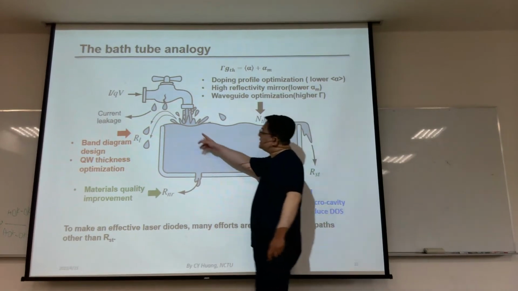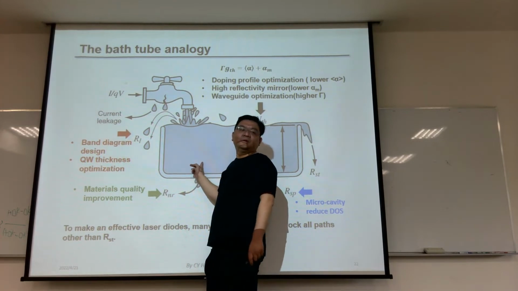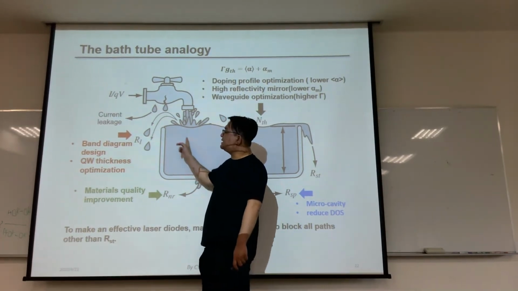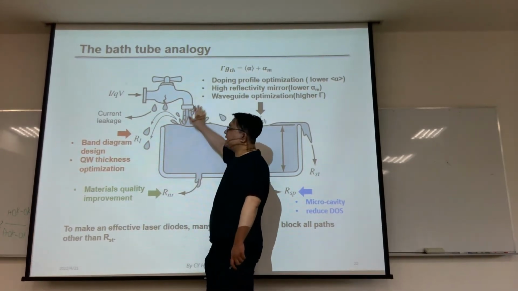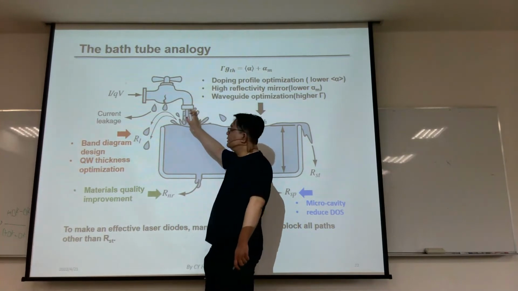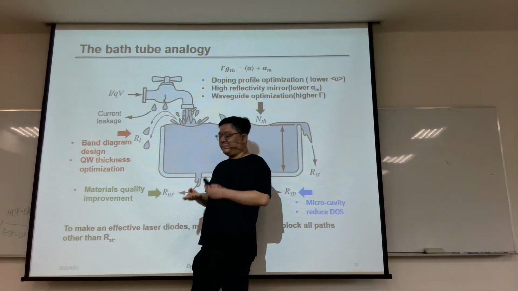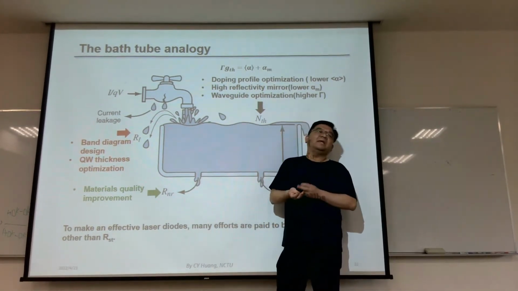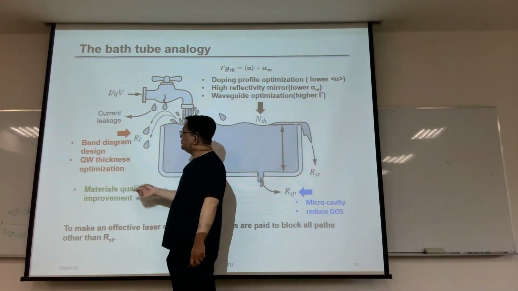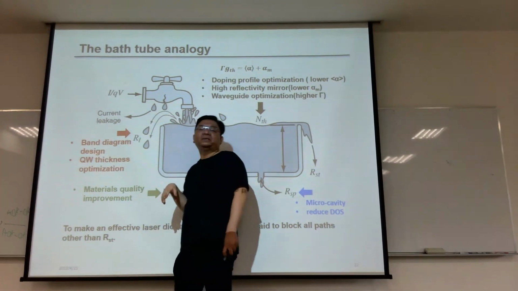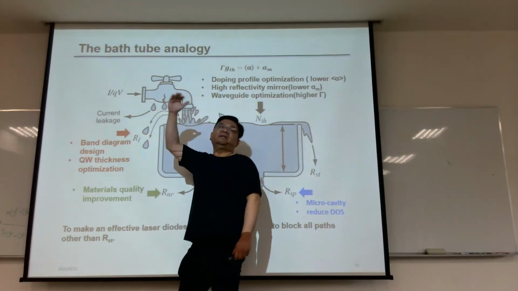And also there will be some leakage from the faucet that doesn't even go into your bathtub. This is the term of the injection efficiency. So in this case, we want to try to make the faucet not leaky. That means you need to eliminate all the possible leakage paths. Like you probably want to optimize your band structure, so your carriers will be stopped by an additional structure.